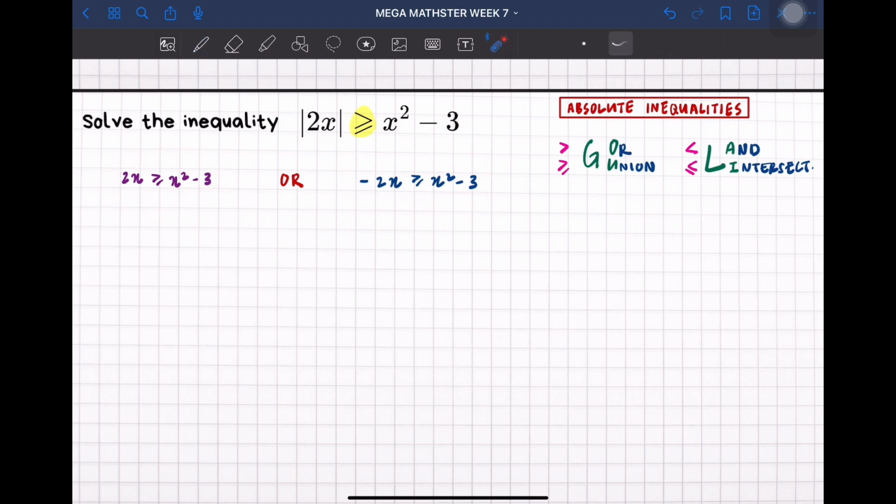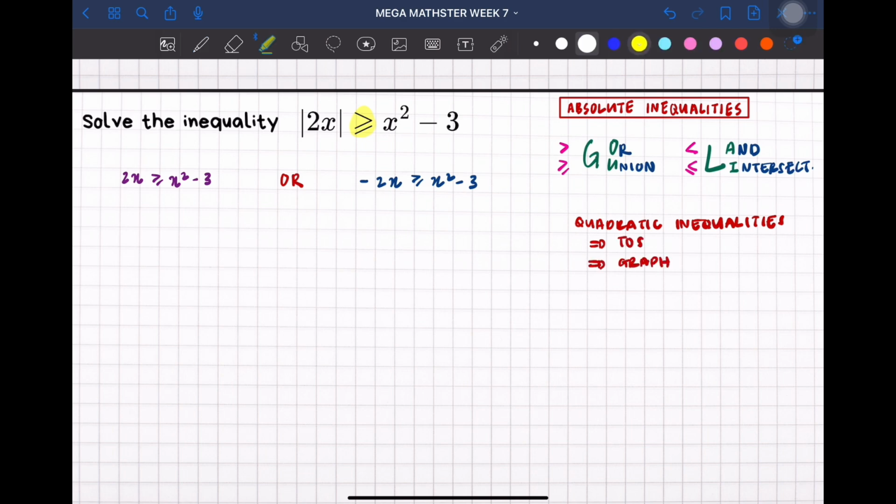If you notice over here, we have x squared on both sides. So it is actually a quadratic inequality. We need to solve the quadratic inequality. For quadratic, we have two methods to solve: you can use the table of sign or you can use the graphical method. For this case, I'll show you how to use the graphical method.